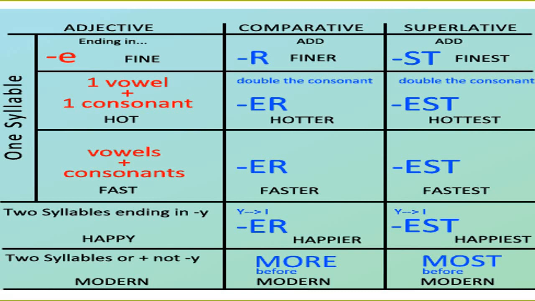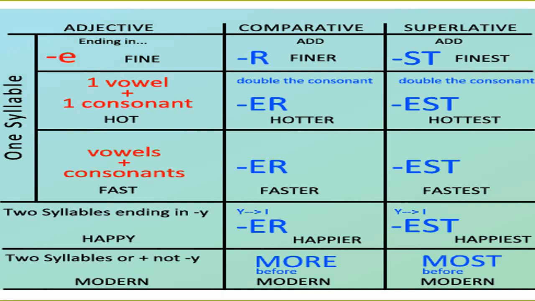If an adjective ends with the letter Y, you have to remove the Y letter and add IER. The word is happy. The comparative form is happier. The superlative form is happiest.